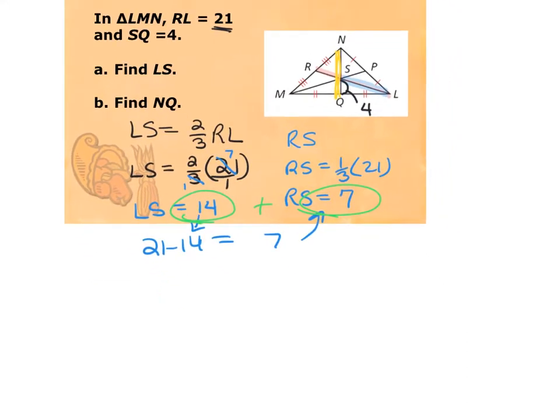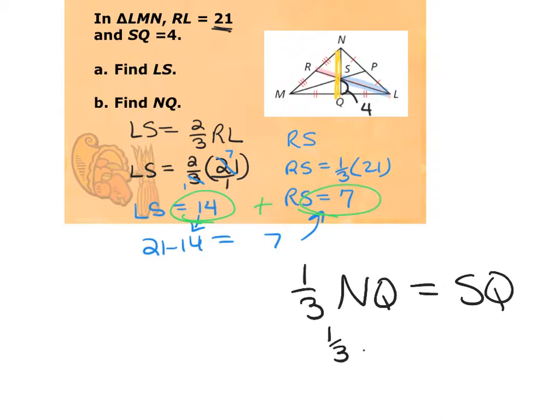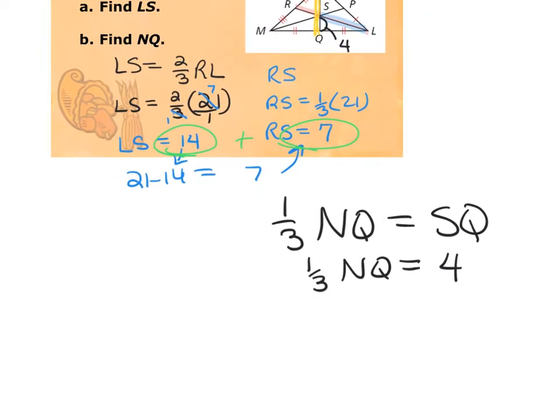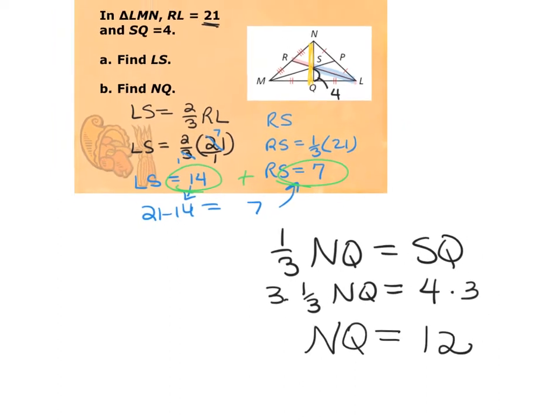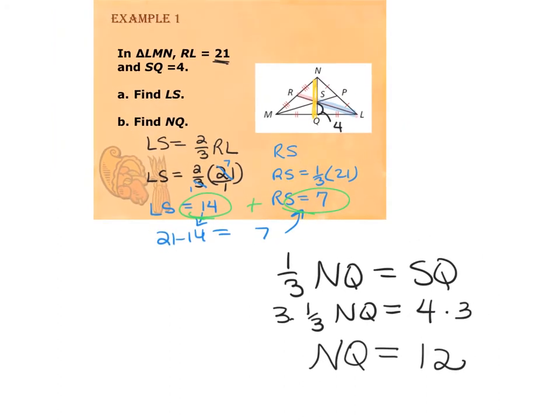So to find the length of this, I'm going to do 1/3 times NQ equals SQ. So 1/3 NQ, SQ was 4. To solve this, I'm going to multiply both sides by 3. And the length of NQ, or the entire median, is 12. Multiply by 3. Okay, so it's 4 times 3, so it's 12.